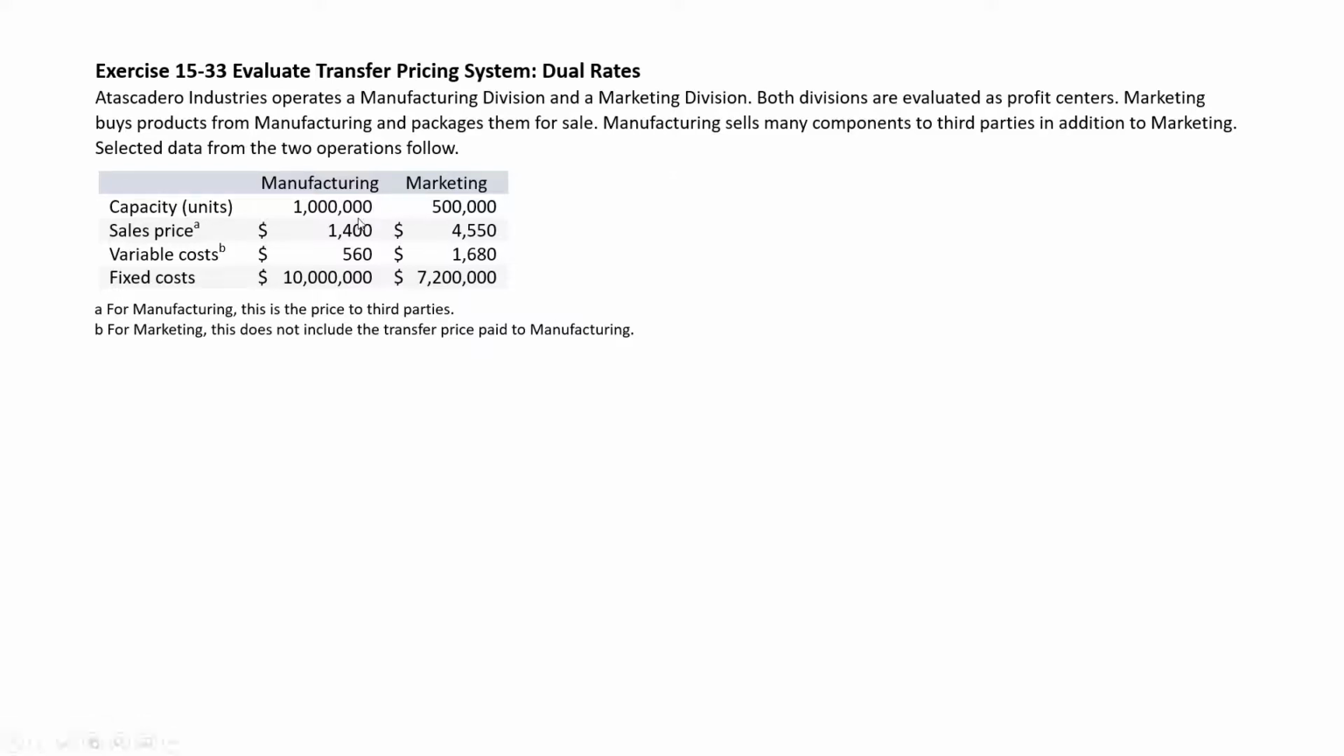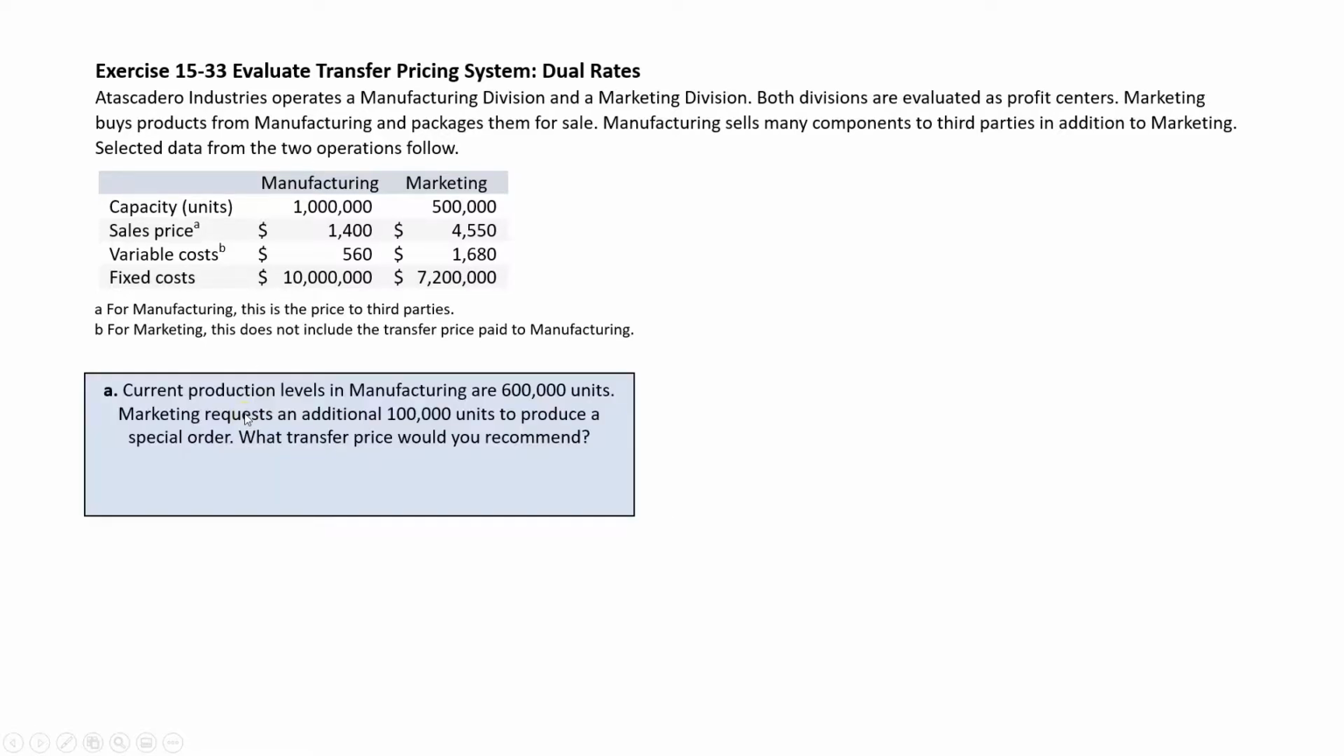Now I'm going to focus initially on the information for manufacturing. Its capacity is 1 million. The selling price to outside third parties, so it may not necessarily be what they charge marketing, is going to be $1,400. Their variable cost per unit is going to be 560, and fixed cost in total is going to be 10 million. So we're going to see two different situations.